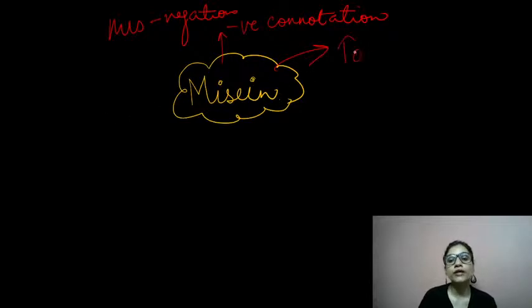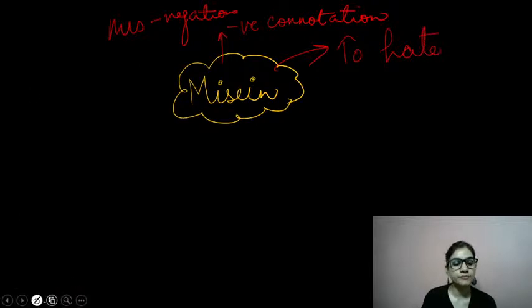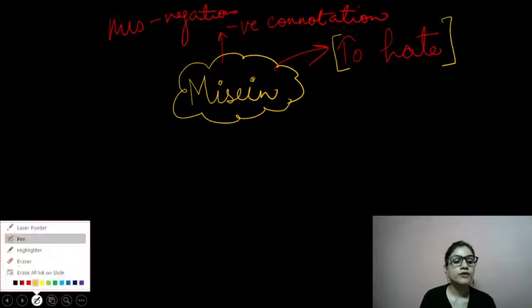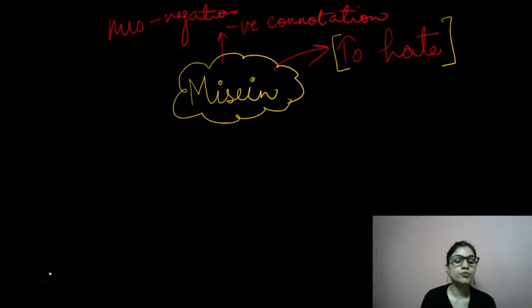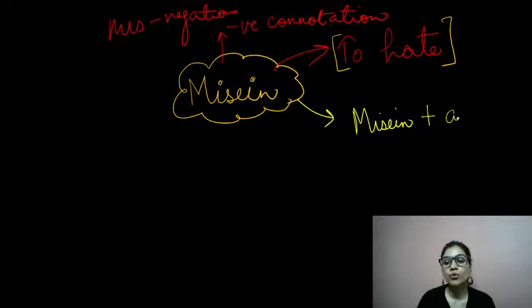This refers to hate, right? The word misane refers to hate. So we can have a lot of words added to this word root itself, and we can create ample words out of this, right? So let me start with the very first word, which is very, very common. That is, if I add misane to anthropos, this is a very, very common word root.